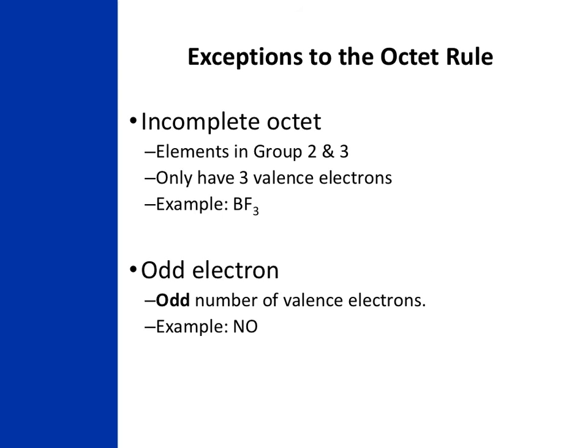There are, of course, exceptions to the octet rule that you just need to keep an eye out for. The first of which is an incomplete octet. We already ran into one of them in the fact that hydrogen only needs to have 2 electrons in order to form a duet. That will give it its equivalent to an octet.